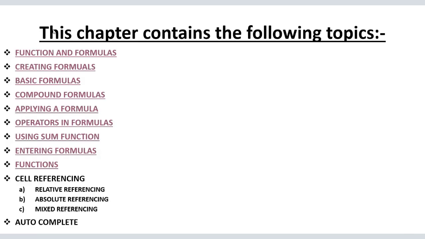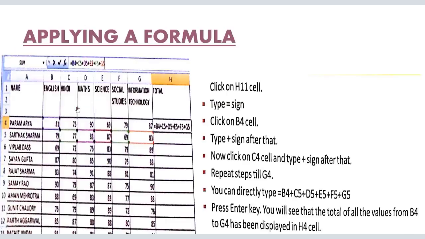Next, applying a formula. How we'll apply a formula? In our book, one example is given, some students' names are written, and then in every subject, different types of subjects are there, like English, Hindi, Math, Science, Social Study, Information Technology. Then we'll put the formula in one cell and we'll find for the other students also.